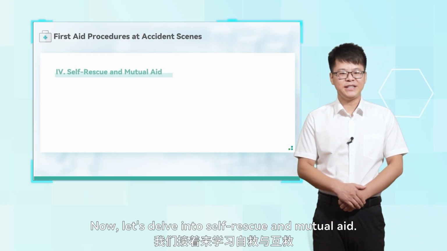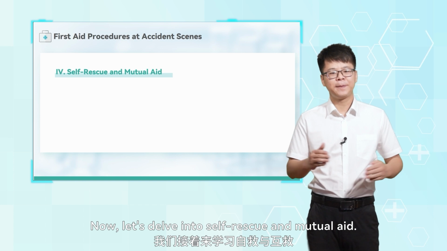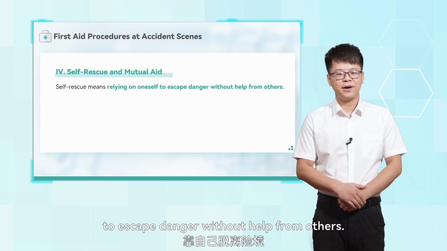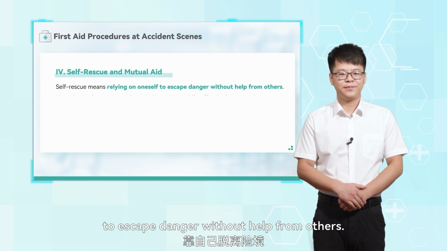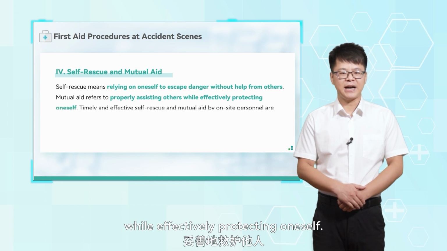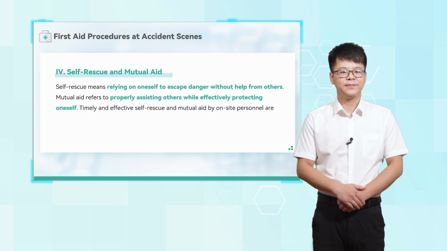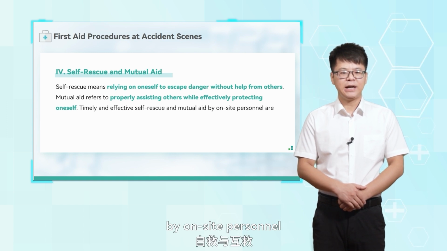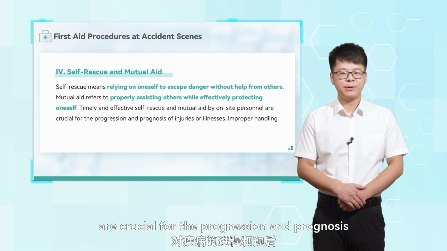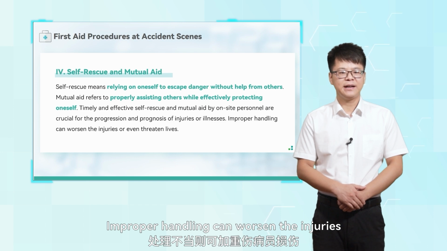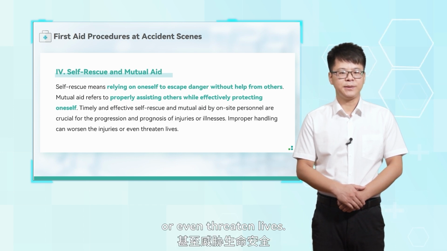Now, let's delve into self-rescue and mutual aid. Self-rescue means relying on oneself to escape danger without help from others. Mutual aid refers to properly assisting others while effectively protecting oneself. Timely and effective self-rescue and mutual aid by on-site personnel are crucial for the progression and prognosis of injuries or illnesses. Improper handling can worsen the injuries or even threaten lives.